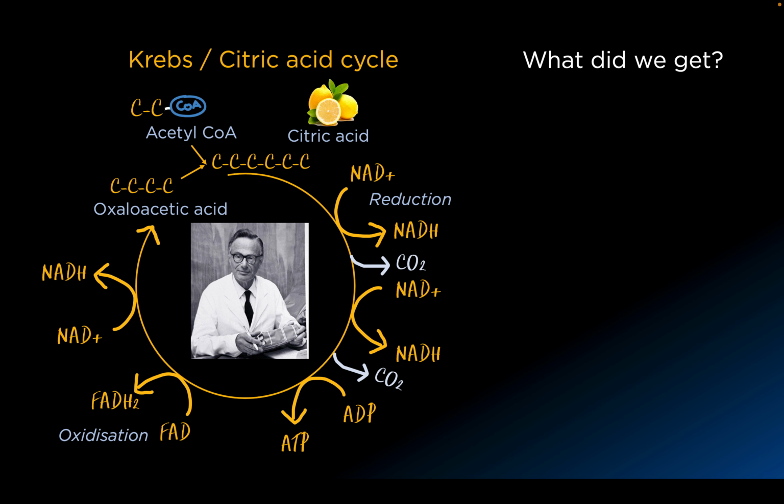So what have we got from this? Well, we got 3 NADHs. There they are there, circled. We got 1 ATP. That's it, circled there. And we got 1 FADH2.